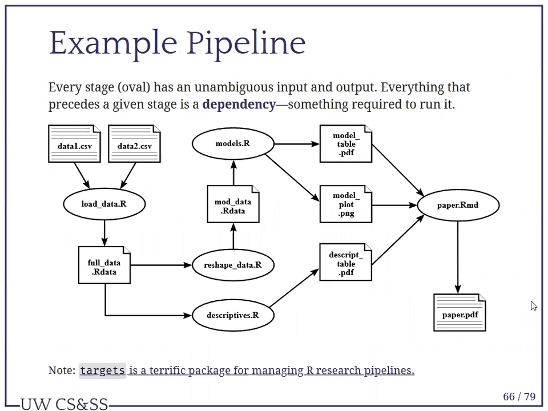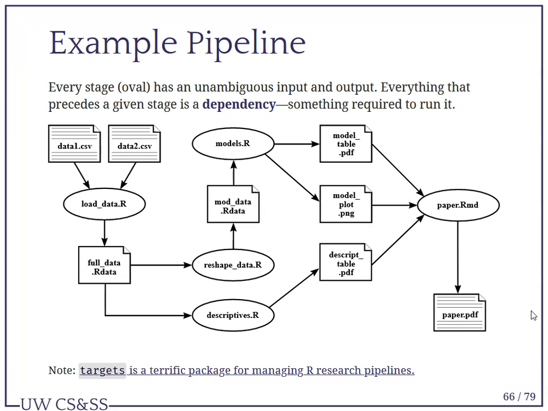So here we have 2 data sets. They are input into the load data.r script, which then produces the full data.r data, which is then input into the reshape data R script, which then becomes the model data, which is then run by the models, which is then producing a table or a model plot, which go into the markdown at the end. Go back to this part. The full data.r data is given to the descriptives R script, which creates a PDF of a table, which goes into the markdown, and all of that gets taken together in creating a paper.